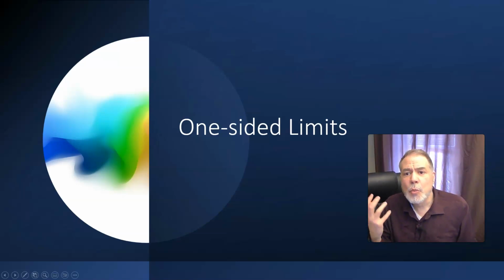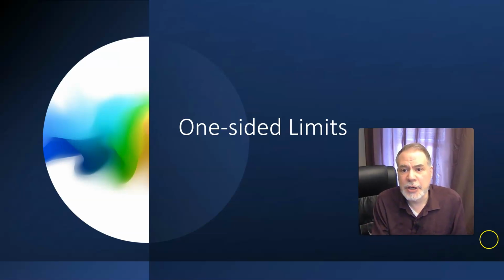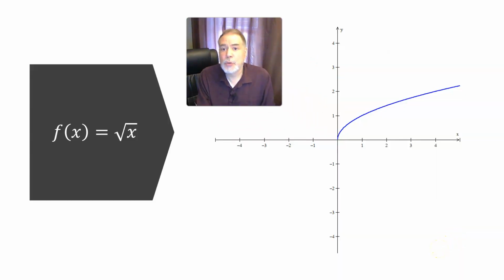Now, there are two reasons why we might need to do that. One reason is that there are some functions that are only defined on one side or the other of a particular number. For example, the square root function is only defined when x is greater than or equal to 0, at least as long as we're working with the real numbers. So you couldn't talk about what happens to this function for all x close to 0, only for the x's that are close to but greater than 0.